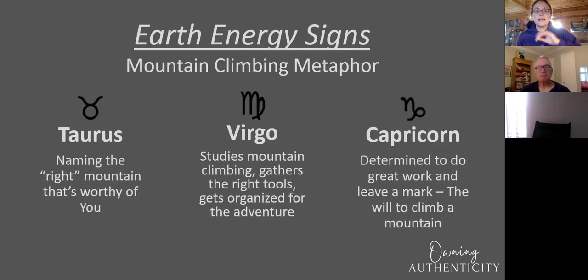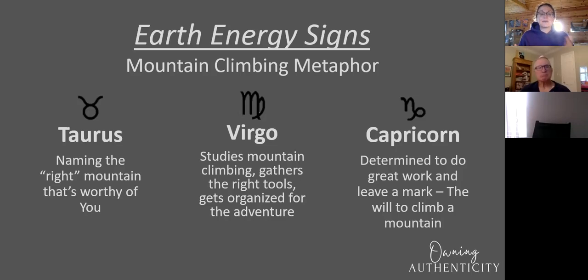So this is an example to ground it one step further for the three of them and how they work together. And here we'll start on the Capricorn side. Capricorn is determined to climb a mountain, to do something great. And insert in mountain whatever it is that you think of as your great work. Capricorn is the will to do that.